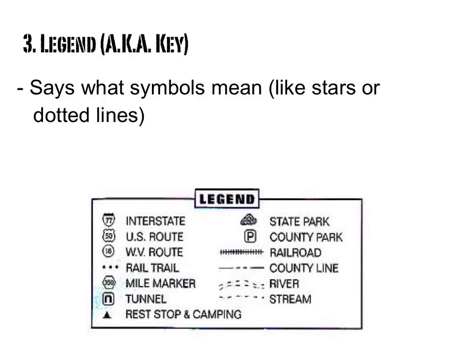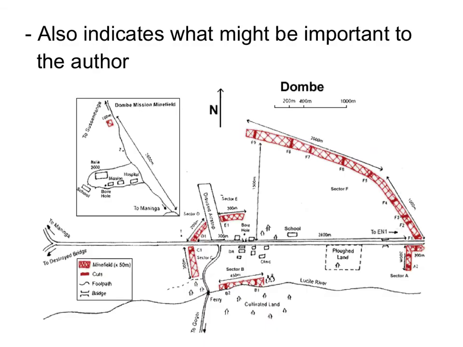The legend is the third element of maps we're going to be looking at. It's also called the key, and it's the little thing that says what the symbols on the map mean. They could be stars, dotted lines, pretty much anything. Look at the legend and that will reveal a lot to you. The legend also tells you what might be important to the author.